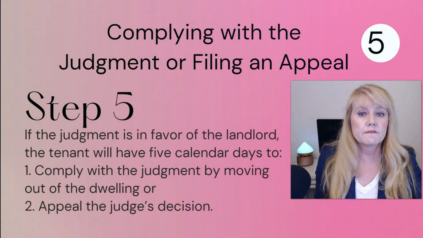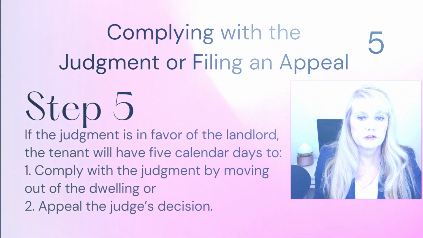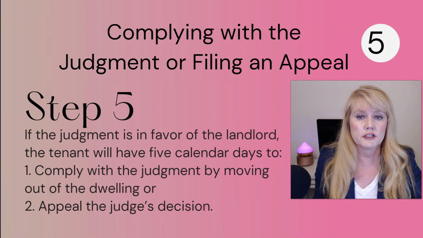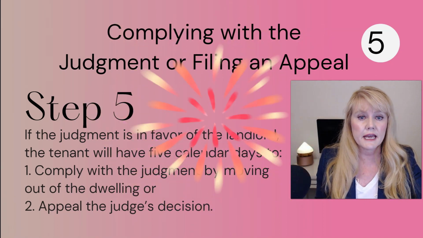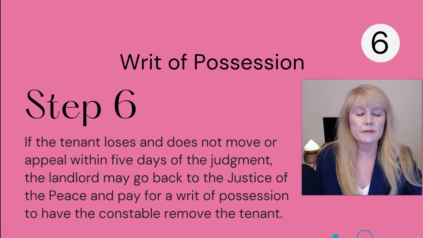Step number 5 is complying with the judgment or filing an appeal. If the judgment is in favor of the landlord, the tenant will have 5 calendar days to make one of 2 choices. One, he can comply with the judgment by moving out of the dwelling, or 2, he can appeal the judge's decision. Now, if the judgment is in favor of the tenant, the landlord also has 5 days to appeal.